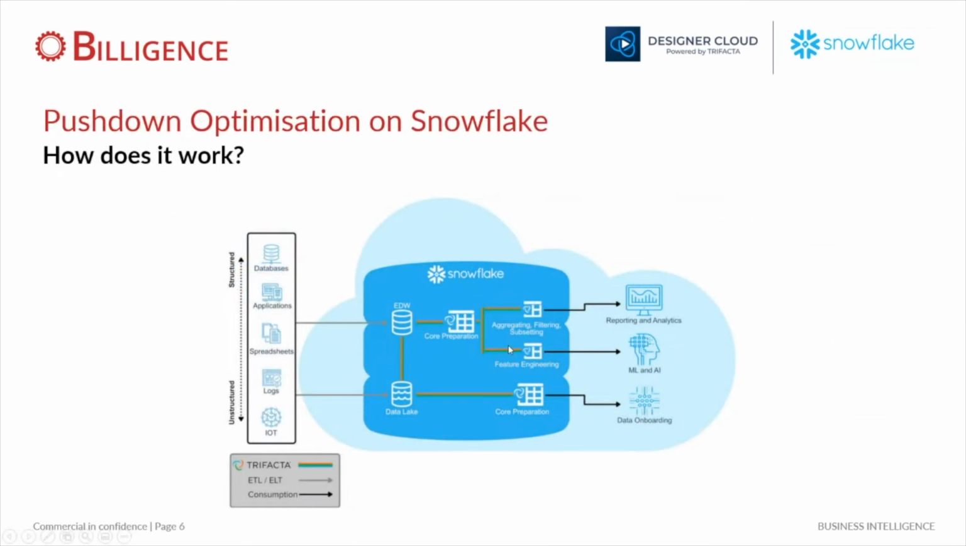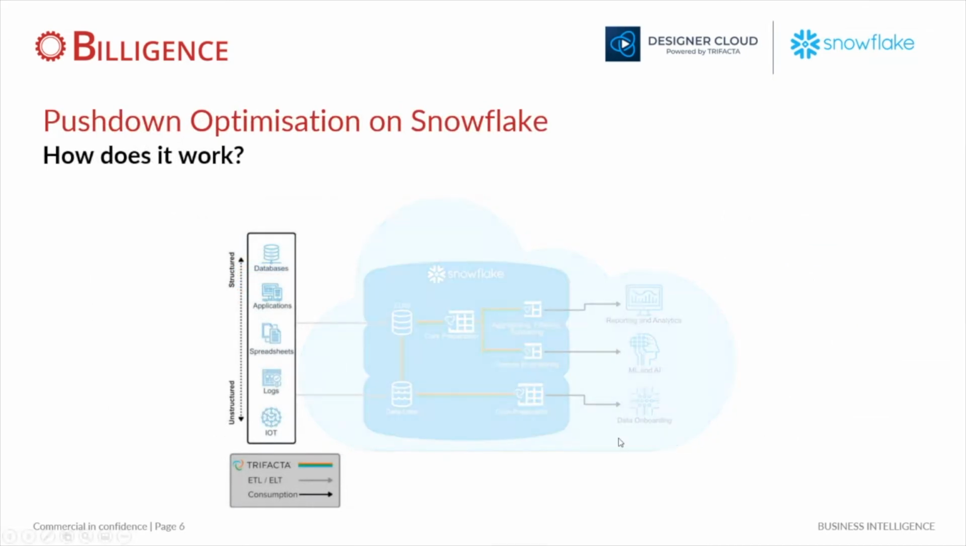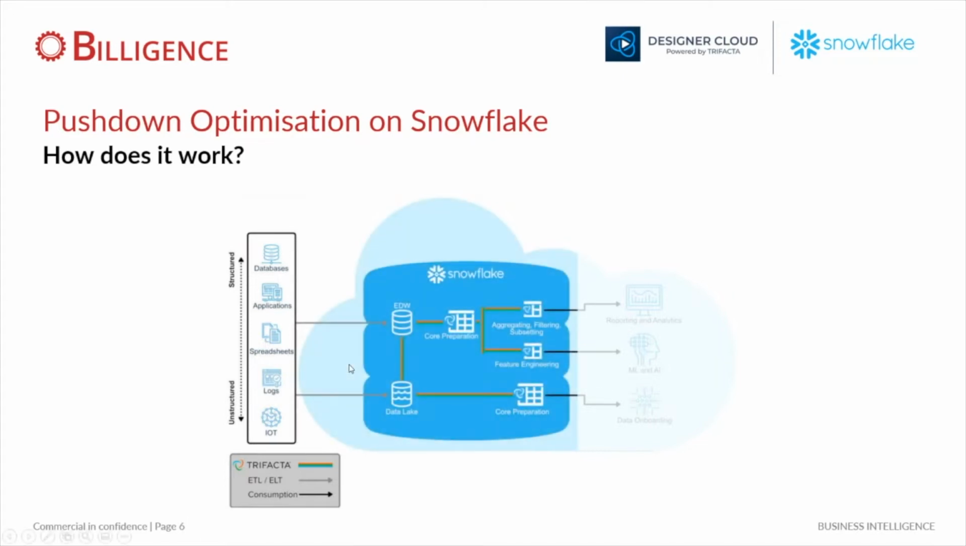The next question that you might have is, how does this work? As shown in the diagram here, data in various formats, be it structured, semi-structured, or unstructured, is collected from various sources such as databases, applications, spreadsheets, logs, and even IoT devices, and loaded into Snowflake via an ETL or ELT process. Once the data is loaded into Snowflake, we can then start by connecting to the data inside of Snowflake and transforming it into our desired format using Designer Cloud's low-code user interface.